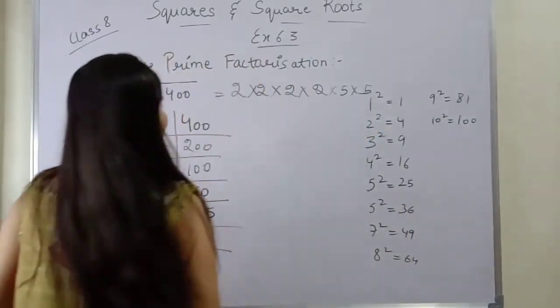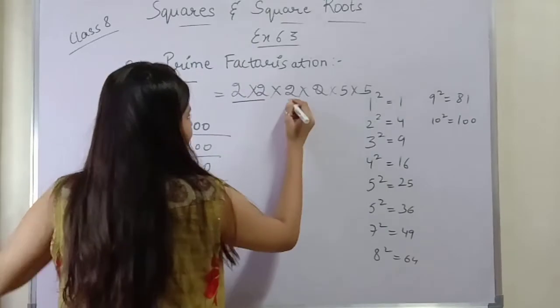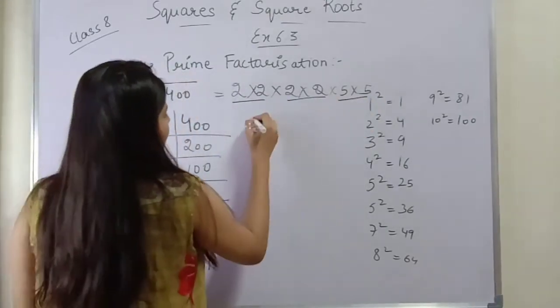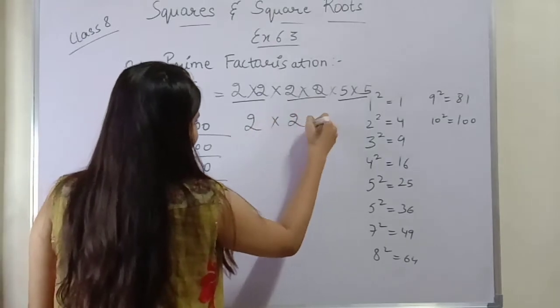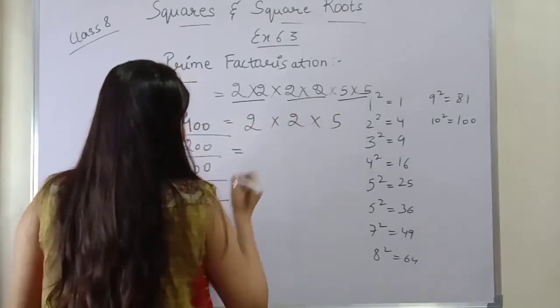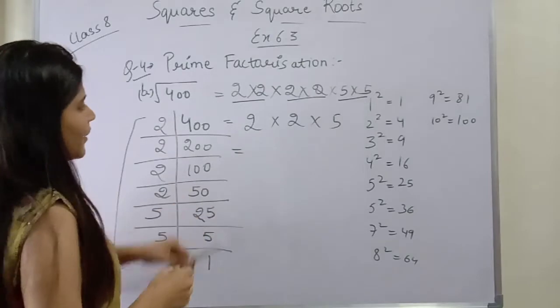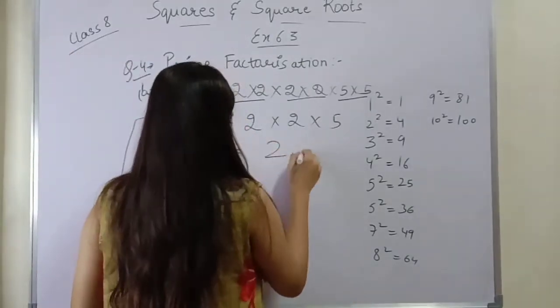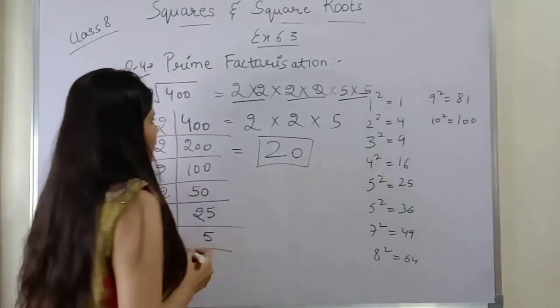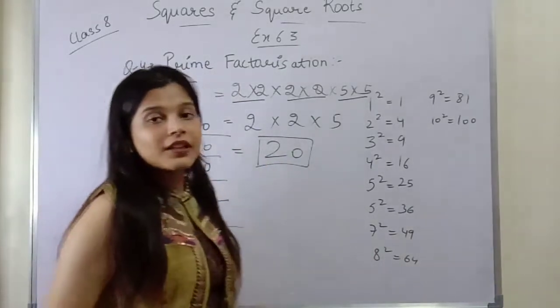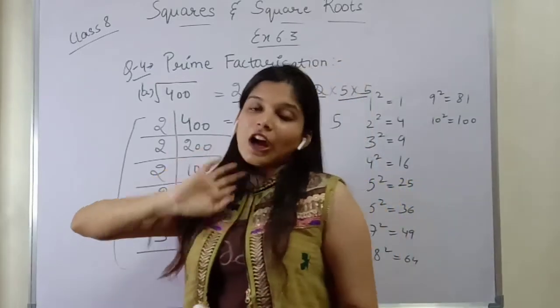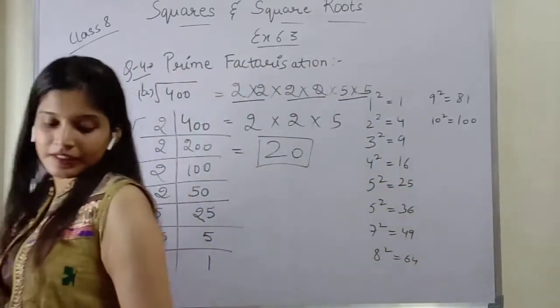Now we will start pairing these numbers. ये 2 का पेयर बन गया, ये भी 2 का पेयर बन गया and ये 5 का पेयर बन गया. So we will write 2 into 2 into 5. So it means the square root of 400 will be 2 2s are 4 and 4 5s are 20. So square root of 400 will be nothing but 20. This was the second part. Now let's come to the third part.